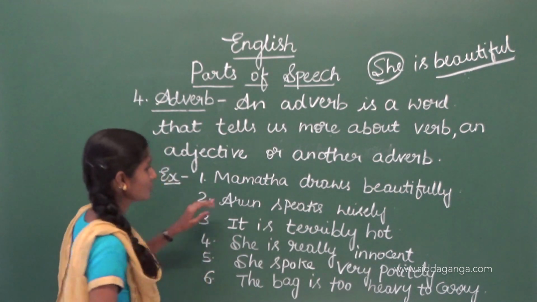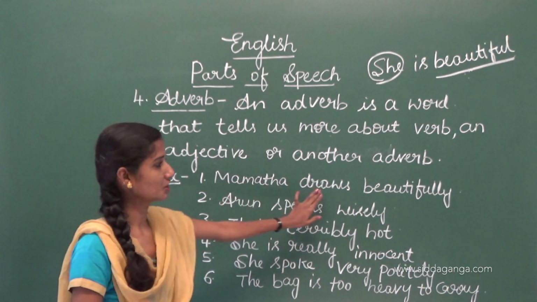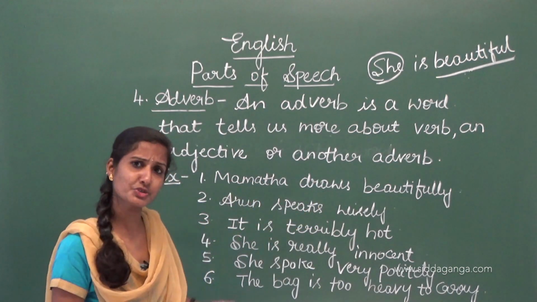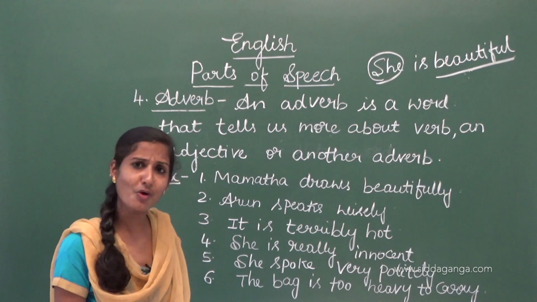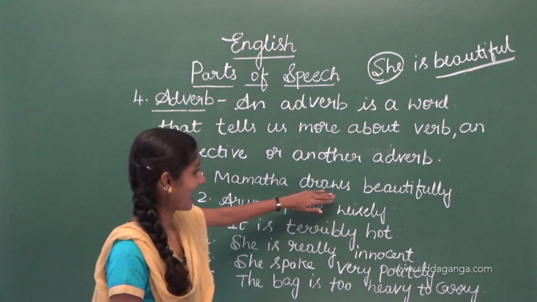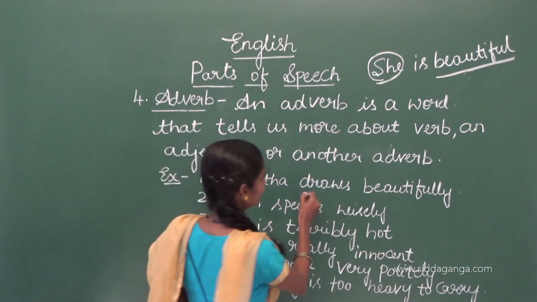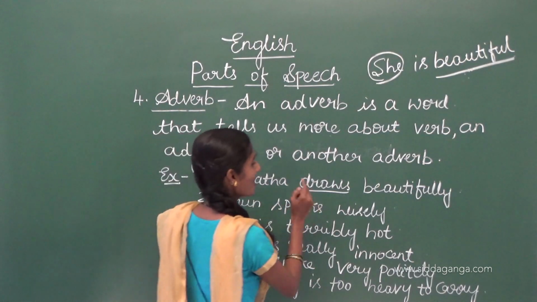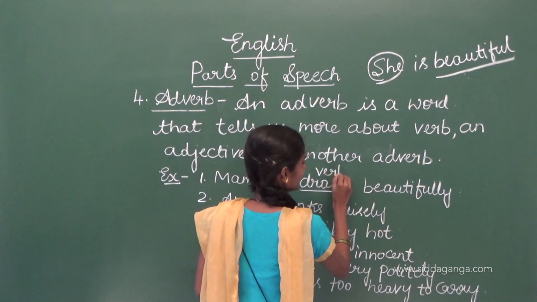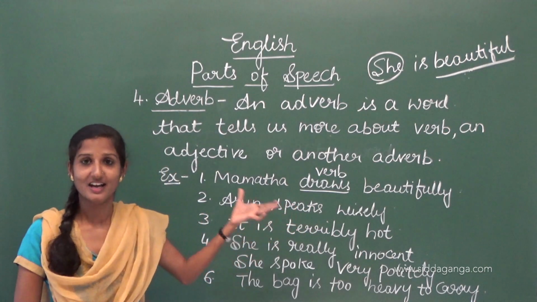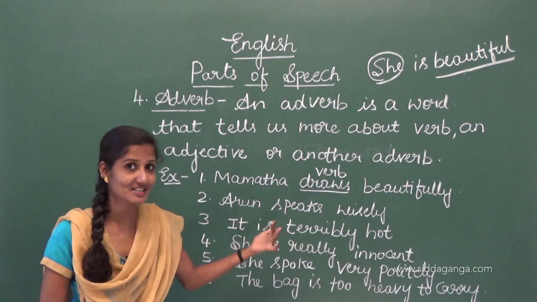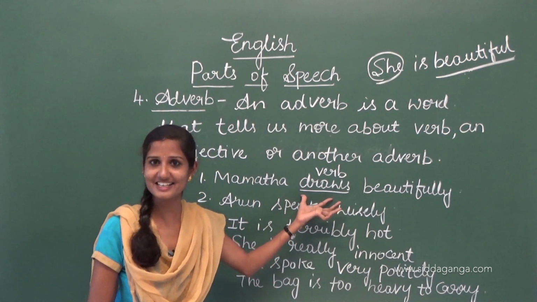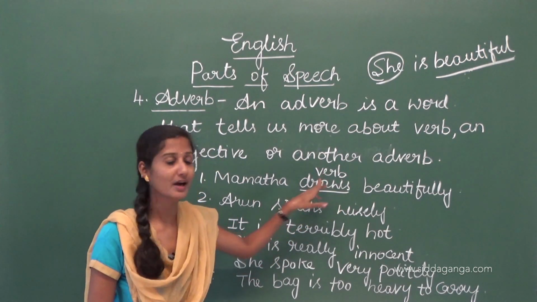So first of all, I have written here, Mamata draws beautifully. Okay. So what is Mamata doing? She is drawing. She is doing the action here. Action here is draws. Then which part of speech is it? Verb. Because draw, what is it telling? It is showing the action. A word which shows an action is called a verb, right? Draws is an action, so it is an example for verb.